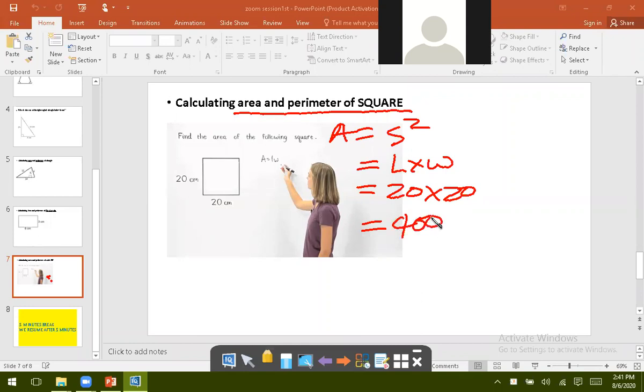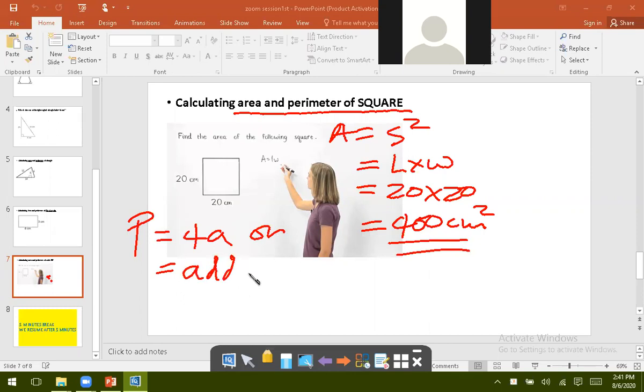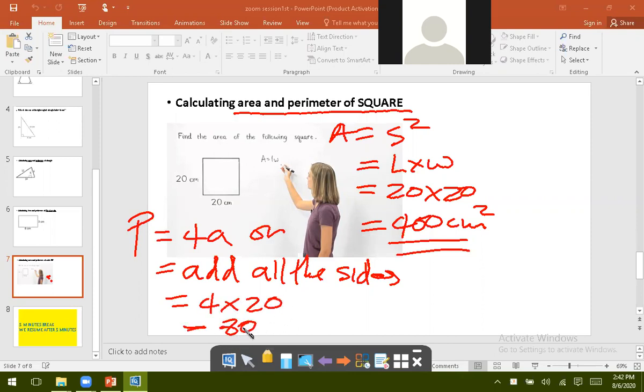Now let's find the perimeter for the square. You know that perimeter equals 4A, or in other words, add all the sides. Four times 20 equals 80 cm. Or you can add 20 plus another 20 here and 20 here. You add all of them, you will still get 80 cm.